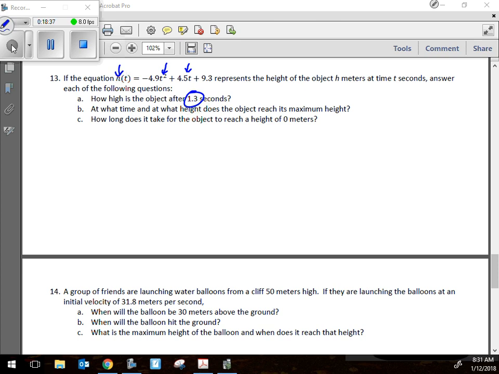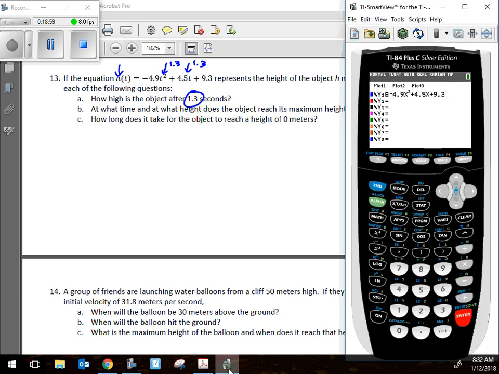Okay, now there's a way to do that on the calculator, or there's a way to just go, okay, I've got to put a 1.3 here and there. And that totally can be done with the calculator too, by just typing in negative 4.9 times 1.3 squared plus and so on. All right, but I think it's pretty cool to do this with the calculator. So I'm going to show you how we could do it with the calculator. I'm going to go to my graph, and everybody hit graph. Hopefully you can see it.